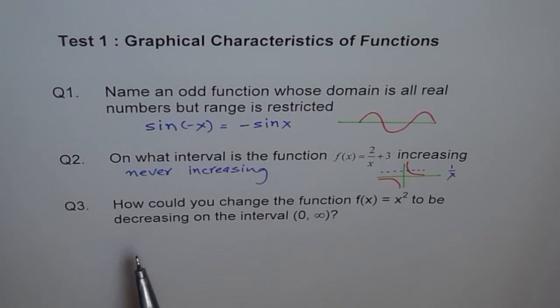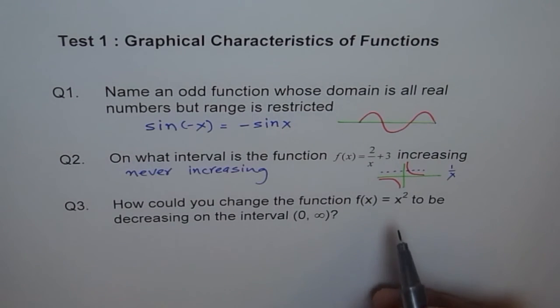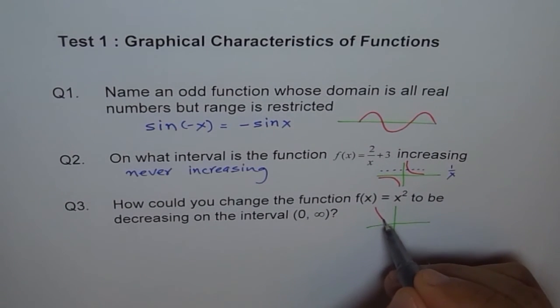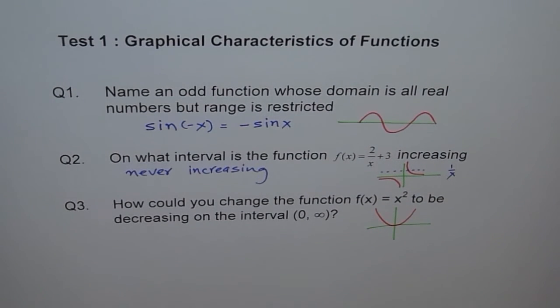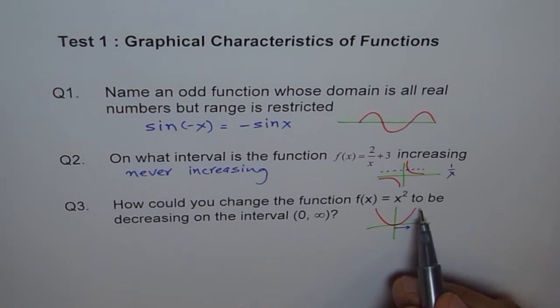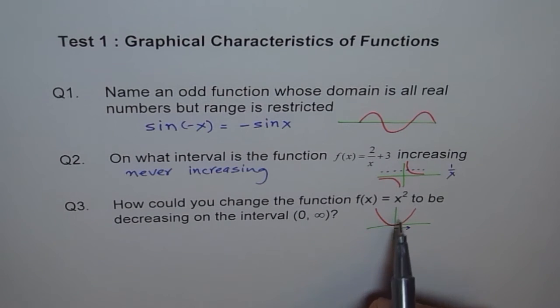Question 3. How could you change the function f of x equals x squared to be decreasing in the interval 0 to infinity? Well, let's have a look at this function x squared. Now, x squared is like this. Correct? How could you change this function to be decreasing on the interval 0 to infinity? If you see from 0 to infinity, that means we are talking about this interval, right? It is actually increasing, correct? How can we change it to make it decreasing? Well, we can have a negative, right? We can reflect it, correct?